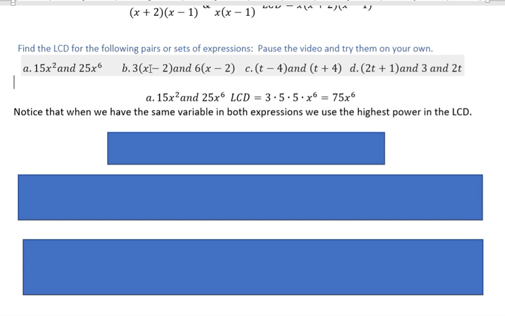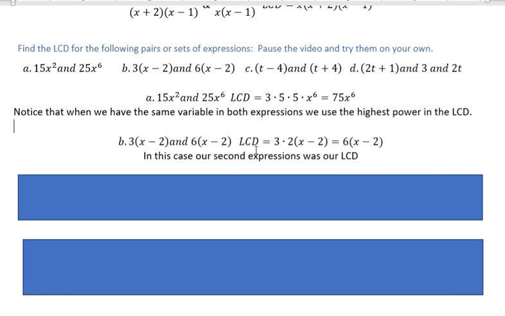For the second one, we had 3x minus 2 and 6x minus 2. Maybe you recognized in this one that one of the denominators is our LCD, because 3 goes into 6, and so our LCD is 3 times 2, which is 6, and our LCD contains the x minus 2. So we don't repeat the x minus 2, and we don't repeat the 3 that showed up in both of our terms on the outside.